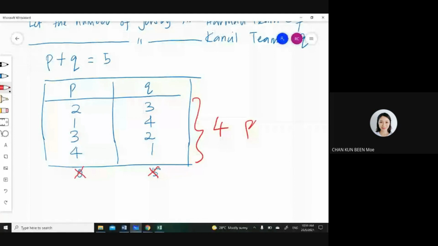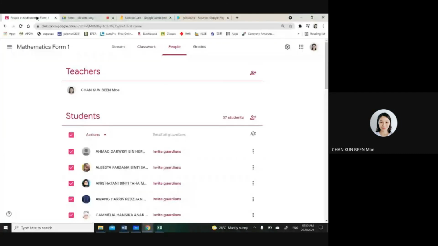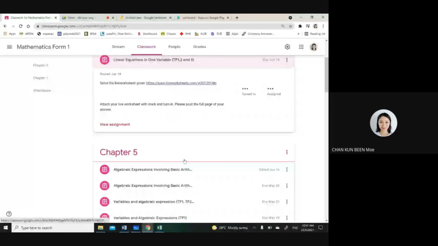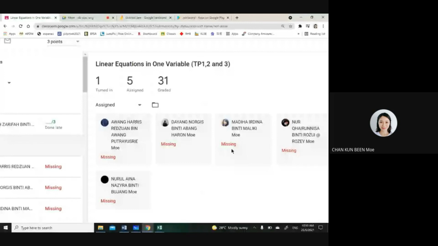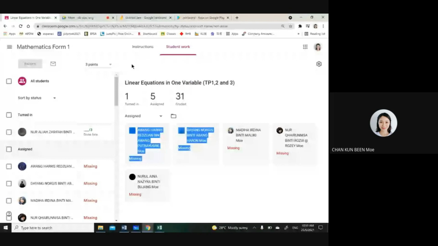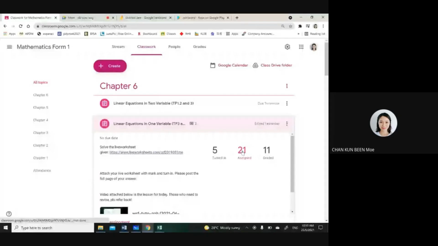Okay, do you have any question, class? No. Okay, now for your exercise, we move on to the GC over here. I saw a lot of you haven't handed in the previous exercise, these two. So I'm going to post it to your group later on for those who haven't handed in. You see this, the first one, TP 1, 2, 3, Awang Haris, Dayang Nogis, Madiha, Khairunisa, and Aina haven't handed in. I only check on this chapter 6, so make sure you hand in all chapter 6. So you see 21 haven't handed in for the previous one.